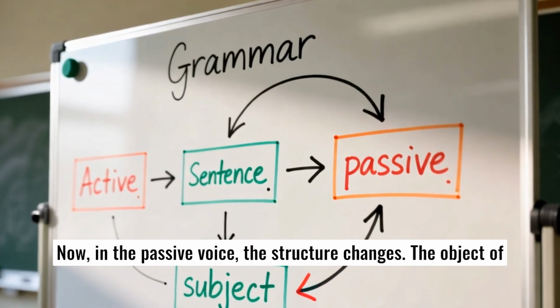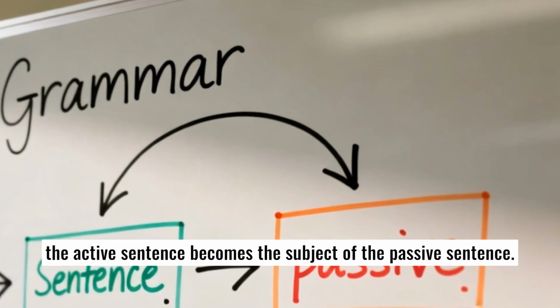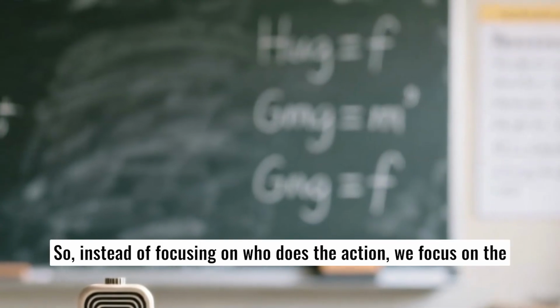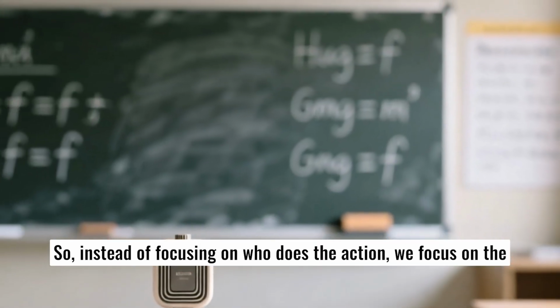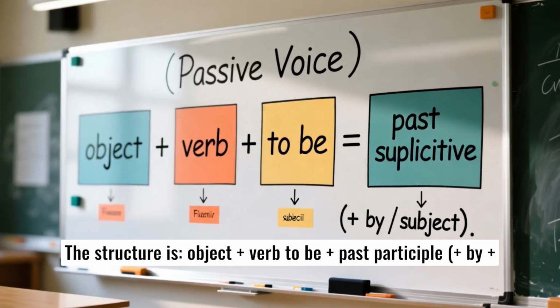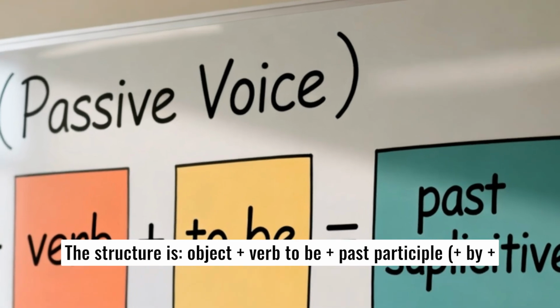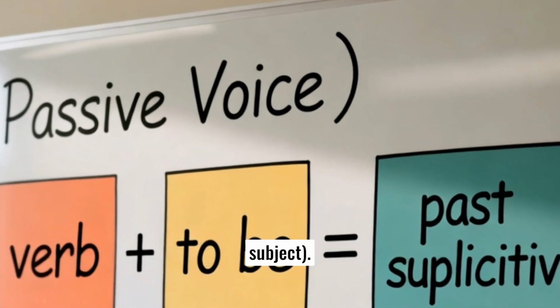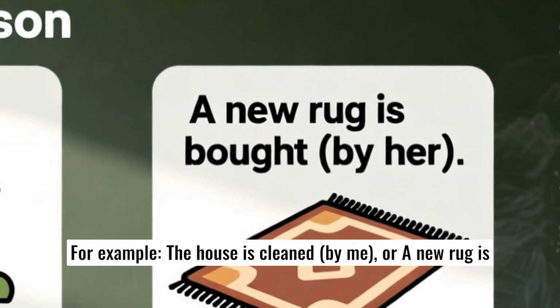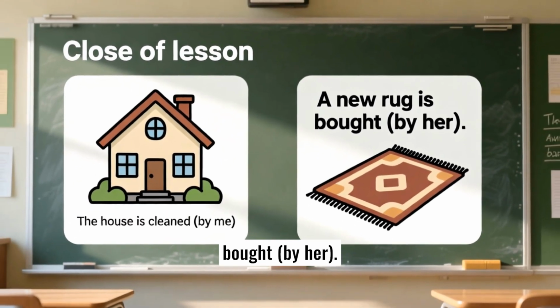Now, in the passive voice, the structure changes. The object of the active sentence becomes the subject of the passive sentence. So instead of focusing on who does the action, we focus on the result or the object. The structure is object plus verb to be plus past participle plus by plus subject. For example, the house is cleaned by me, or a new rug is bought by her.